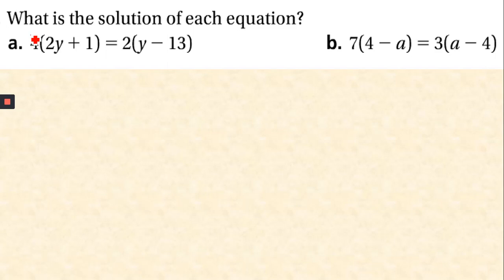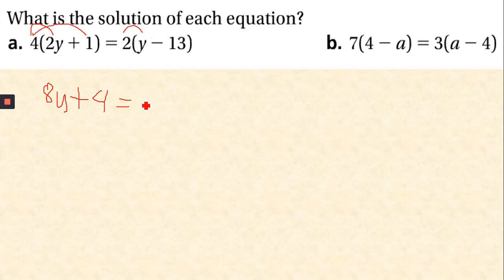So we're just going to apply the distributive property. 4 times 2y, that is 8y. Then 4 times 1, that is positive 4, is equal to the same thing. In order to get rid of the parentheses, you're just going to apply the distributive property.